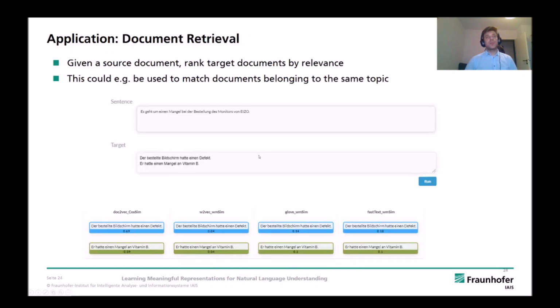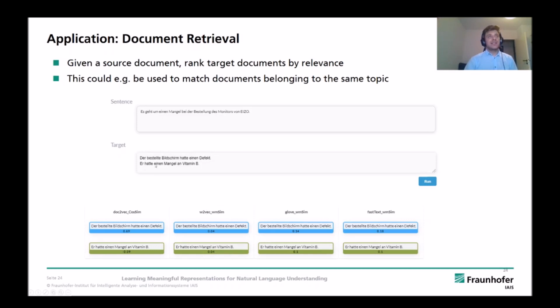Another thing which is of course interesting when we look at document embeddings is document retrieval. So given a document, we want to find the most similar target documents. And one thing that we implemented here is, of course, Doc2Vec and something called the word mover's distance, or in this case, word mover similarity. We take Word2Vec embeddings, GloVe embeddings, or FastText embeddings, and calculate the similarity of documents.